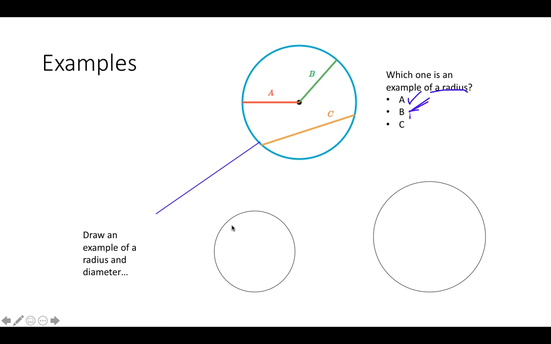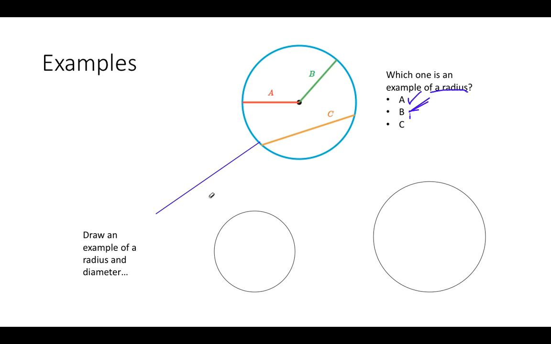So let's look at some examples. We know A is an example of a radius because it goes from the center to the edge. We know B is an example of it because it goes center to the edge. What about C? First of all, it doesn't pass through the center and it doesn't go to the edge. It's just kind of in the middle of it.